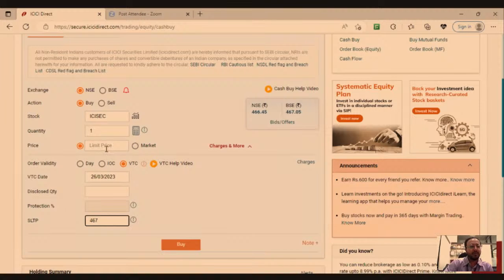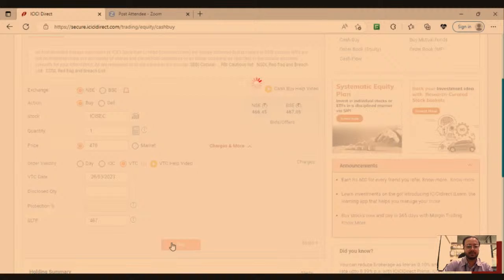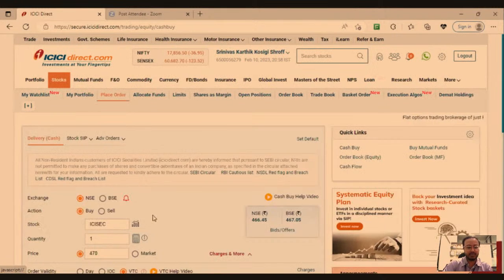But I want to place an upper ceiling. I am okay with the price going up to that much for it to be executed. So let's say I put 470 here. What it means is that if the market opens at 467 or goes beyond that, and if there is any buyer in the market between 467 and 470, my order will be executed at that price. I hope I was clear.